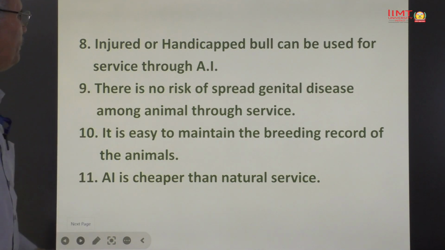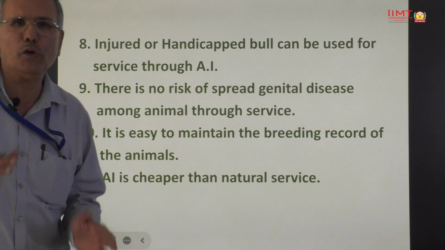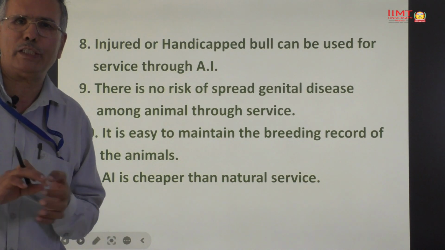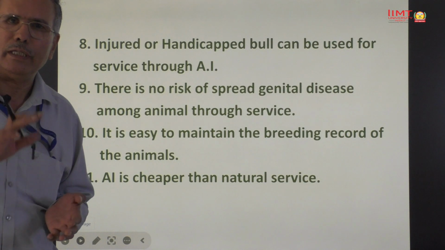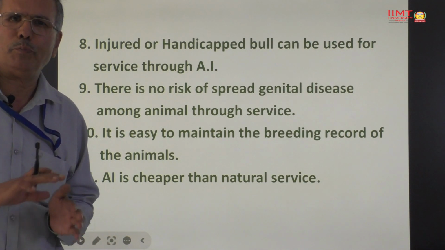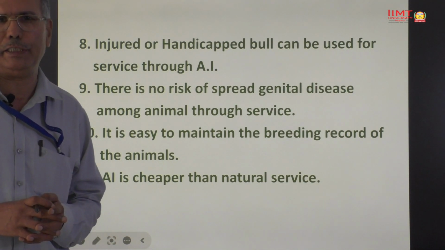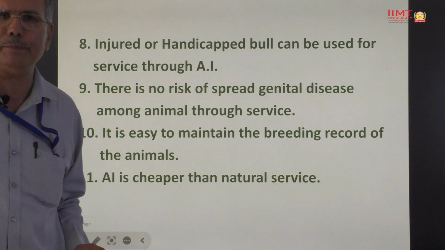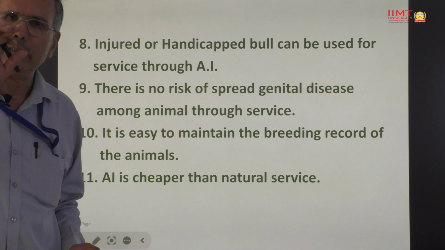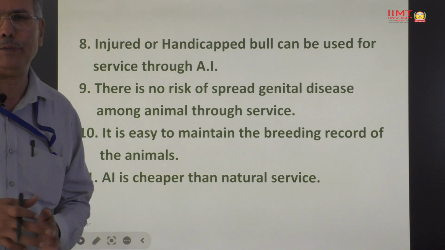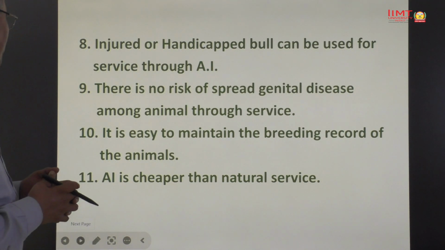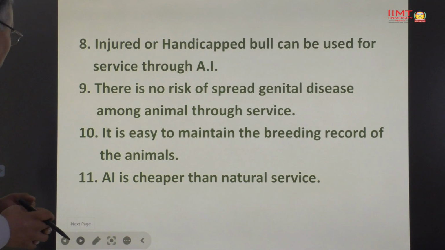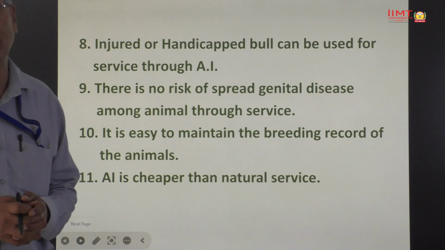There is no risk of spread of genital disease among animals through service, because every bull selected for insemination will be checked properly for all the diseases. If the bull is free from disease, then the bull can be used for service purpose. It is easy to maintain the breeding record of the animal. AI is cheaper than natural service.